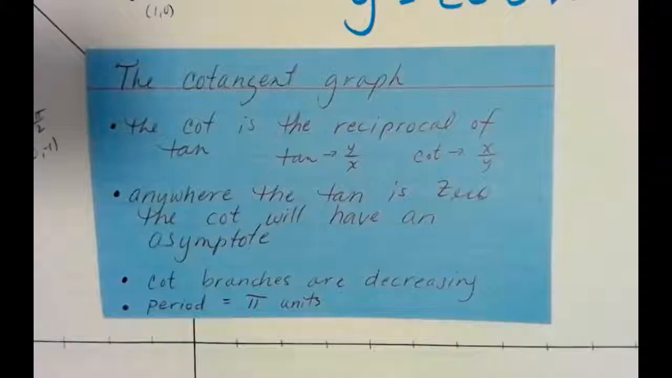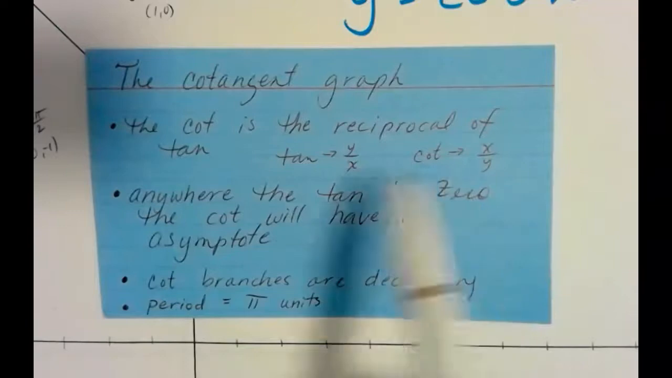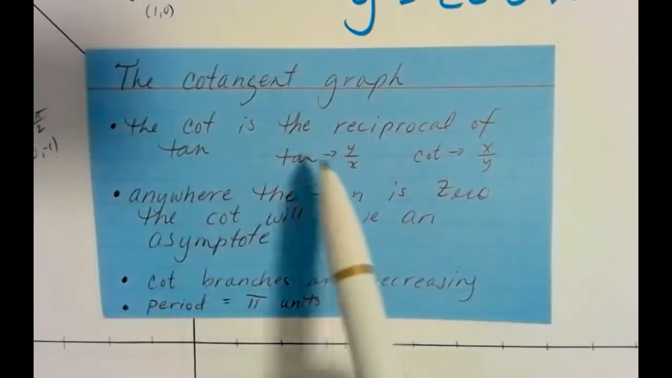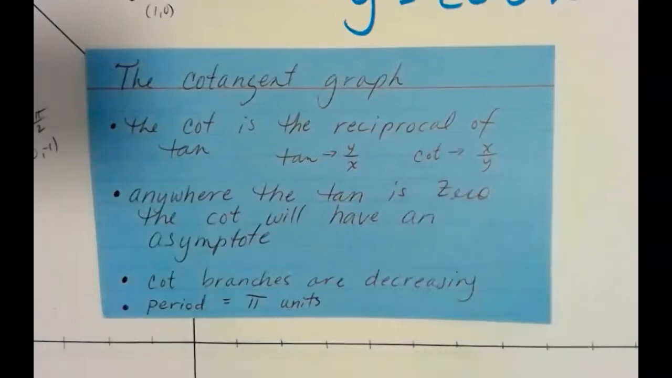This video is about graphing the cotangent function. So just some bullet points to remind you here. The cotangent is the reciprocal of the tangent. So on the unit circle, while tangent is y over x, cotangent is x over y.